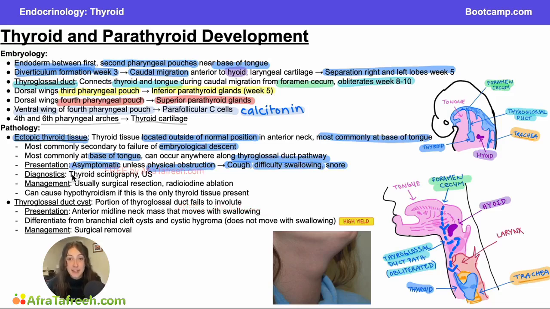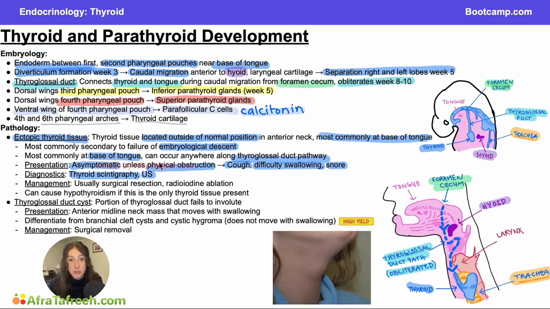We usually diagnose our ectopic thyroid tissue either with thyroid scintigraphy. So essentially we give someone some radiolabeled or radioactive iodine, their thyroid takes it up, and then when we put them in a scanner, we can see where all of that iodine went. And if we see a large pocket of iodine that is outside the area of the normal thyroid, then we know that we have some ectopic thyroid tissue.